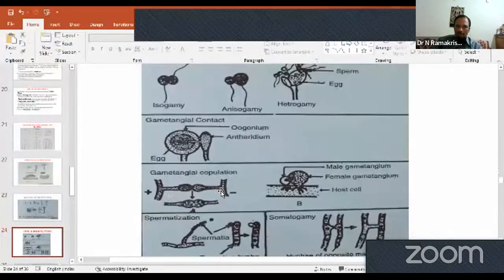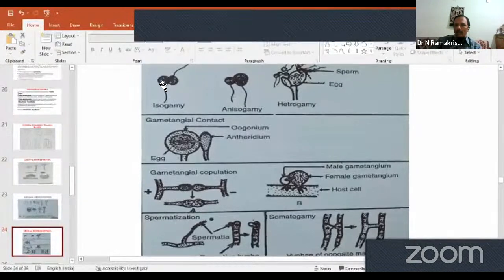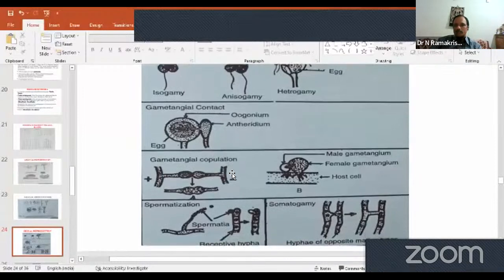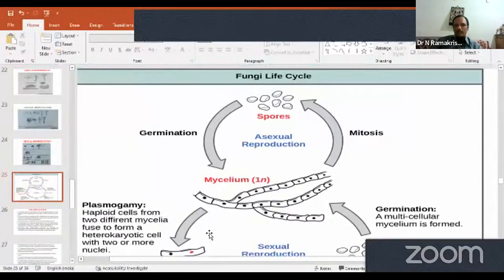This is a sexual reproductive organ diagram. One is isogamy, and isogamy means two equal gametes. This is anisogamy, and here you see heterogamy. And this is gametangial contact, this is gametangial copulation, and here this is spermatization and somatogamy.